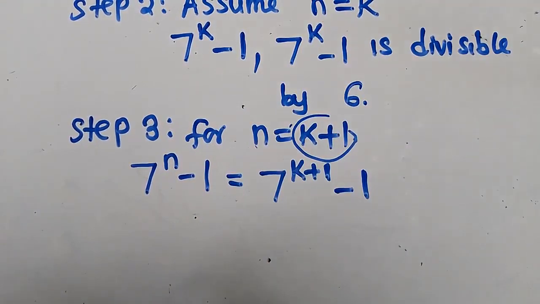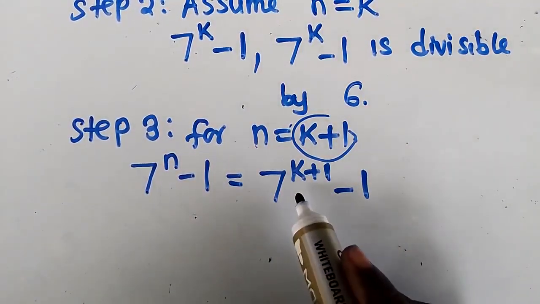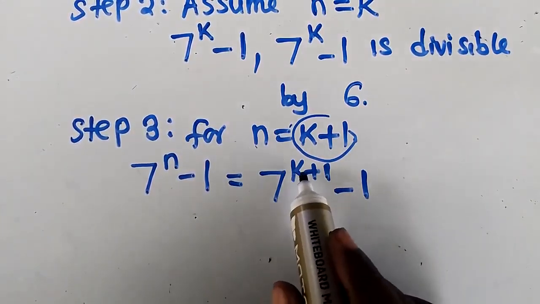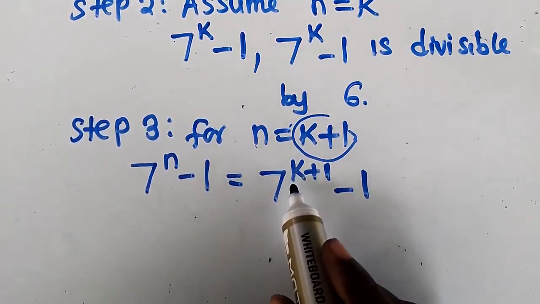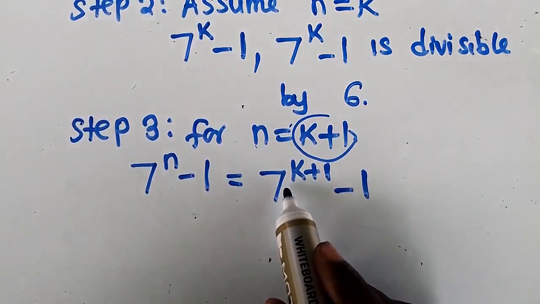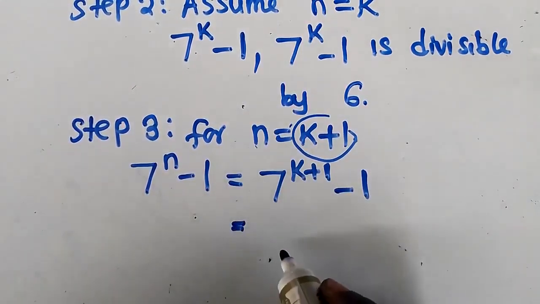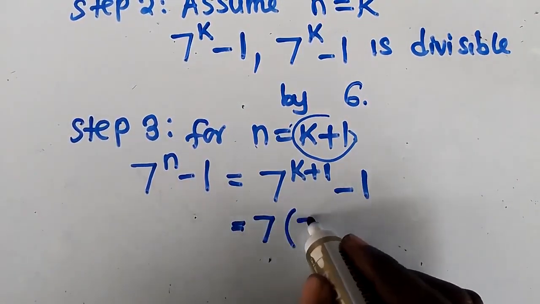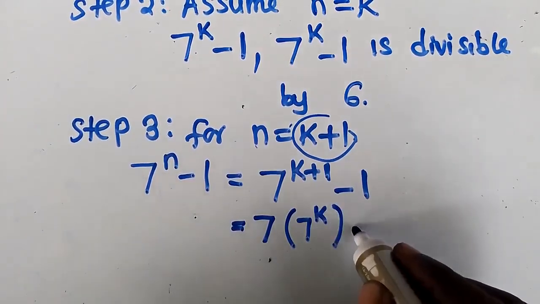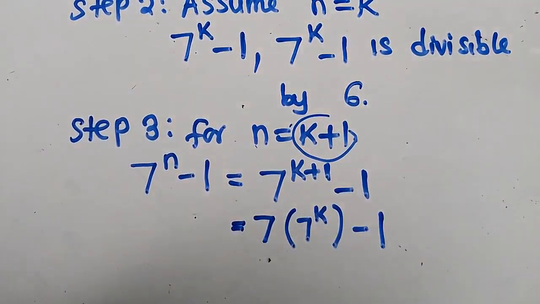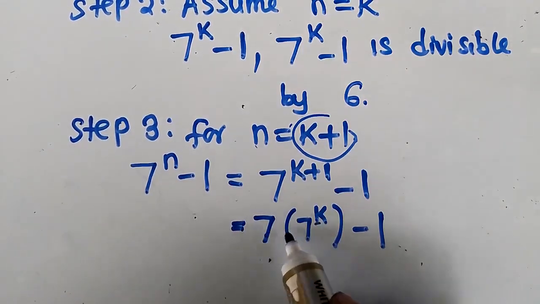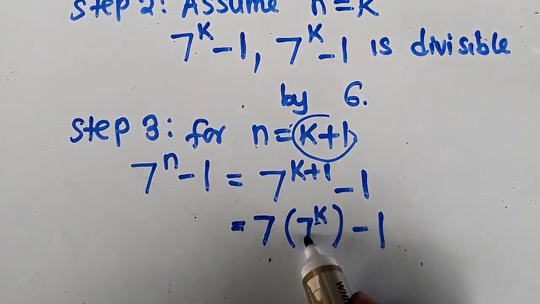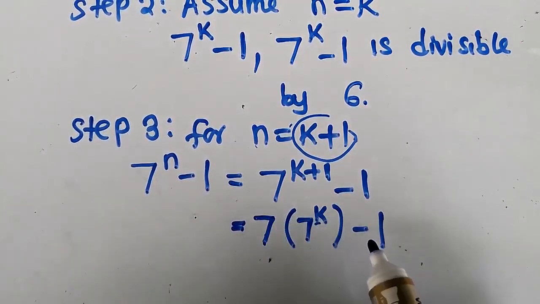So this thing here is just the same as, having the same base, when you are multiplying powers of the same base, we add the powers. So the expression was like 7 here, then we add 7 power k, then minus 1. This is the way it was. If we are multiplying the same bases, we add the powers. So we've just added the powers.